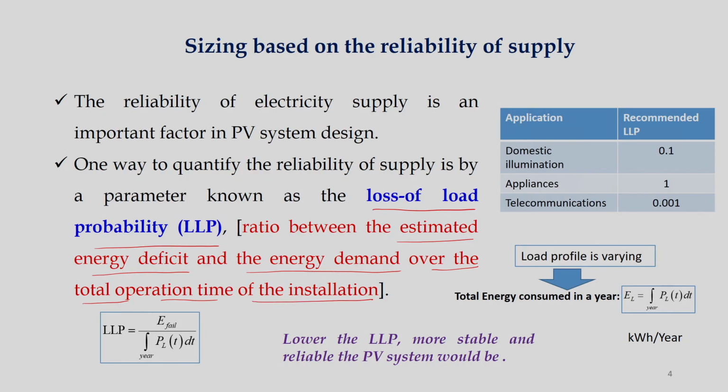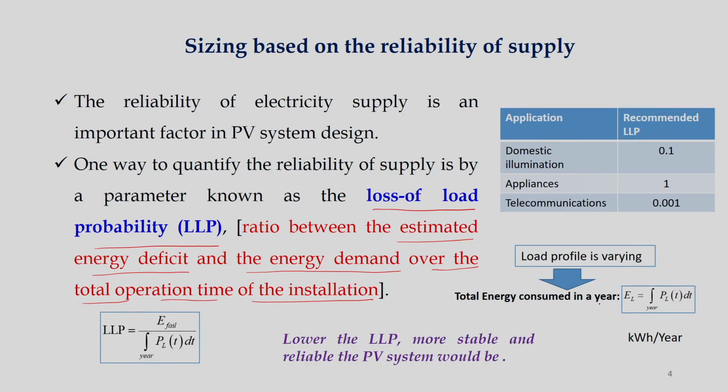In order to find this LLP, the loss of load probability, we must know the load profile. For a particular day, how much energy is consumed by a particular household must be known to us while calculating this load profile. Normally, this is calculated on an annual basis. So, how much energy is consumed annually must be known to us. The total energy consumed in a year can be calculated by using this expression. Once we know this, as we already know E fail, the ratio of these two will give LLP.